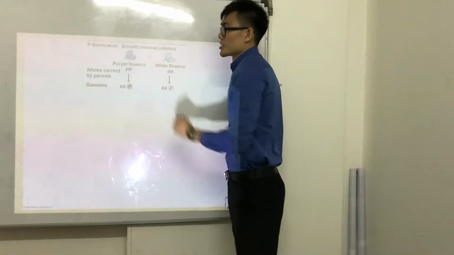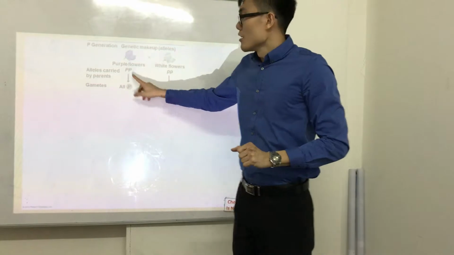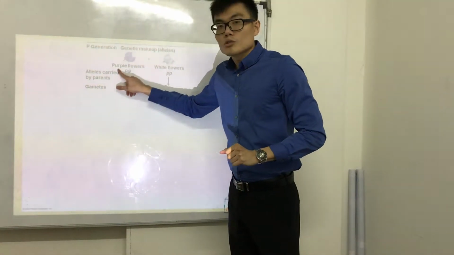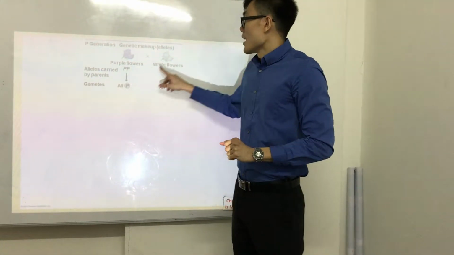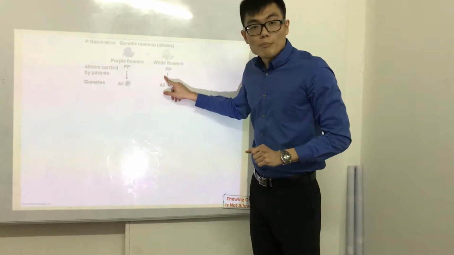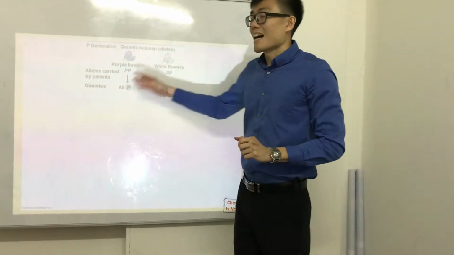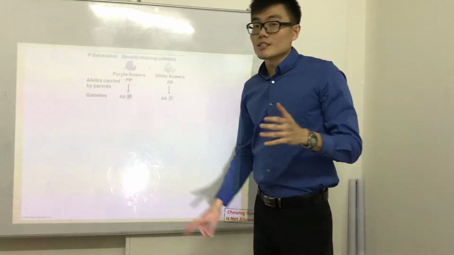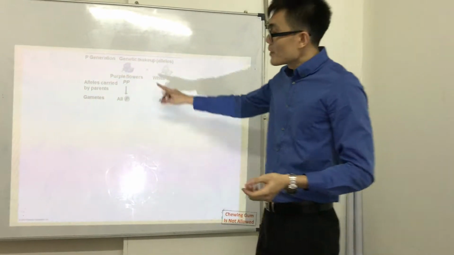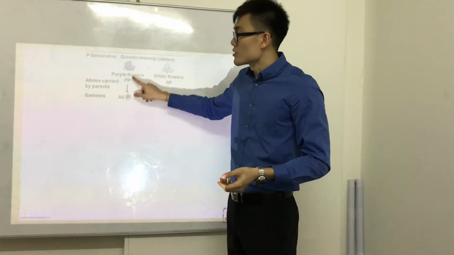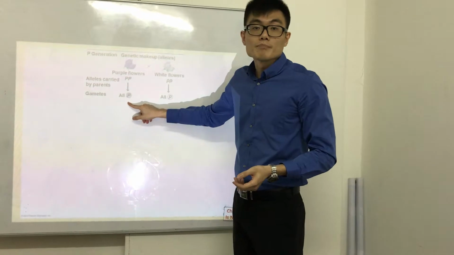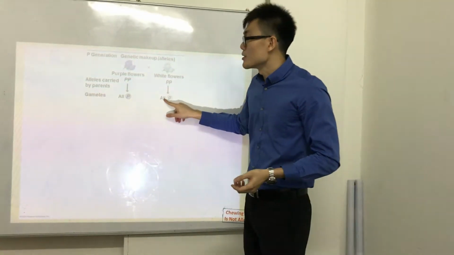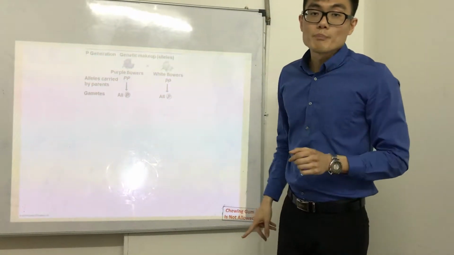But in the P generation, the purple flower will have 2 big P, and the white flower will have 2 small p. So what are the gametes that these two individuals are able to produce? Well, the purple flower is only able to produce the gamete with big P, while the white flower is only able to produce the gamete with small p.